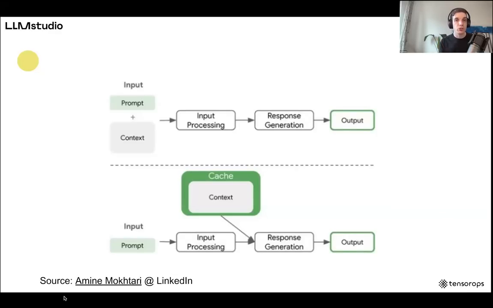In the original setting, every time you're sending a prompt plus a context, and then the LLM is going to do input processing, generate a response, and then output. In the case of caching, what will happen is your cache is going to go directly to the generation of the response. So you can actually have a mini RAG within the LLM, which is great.